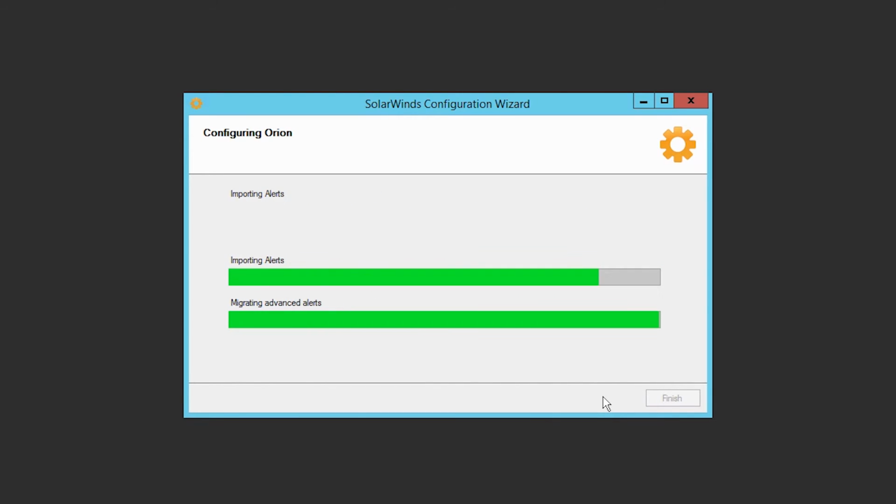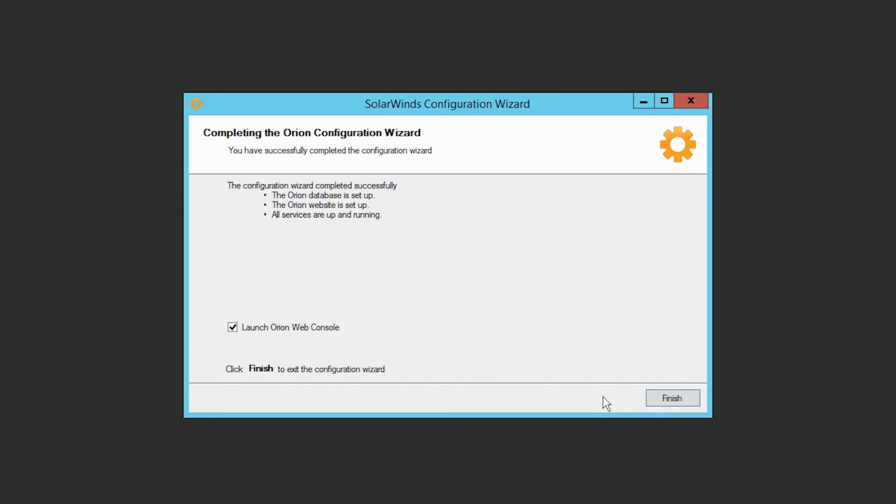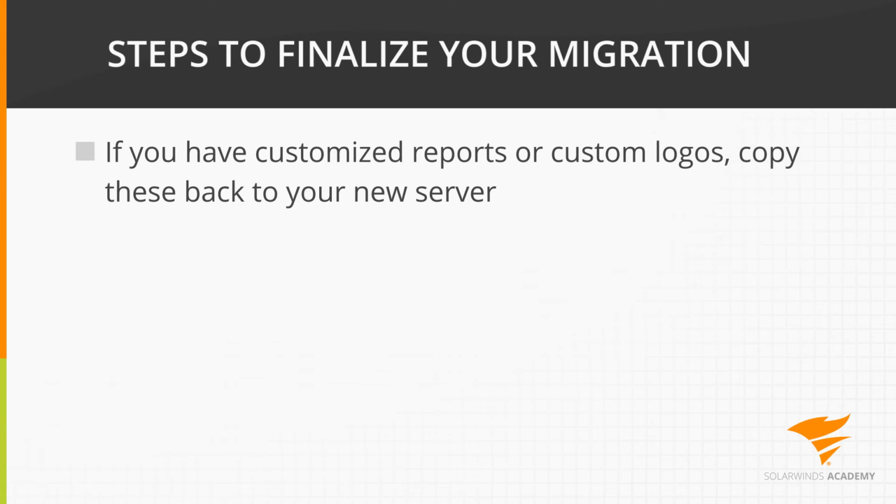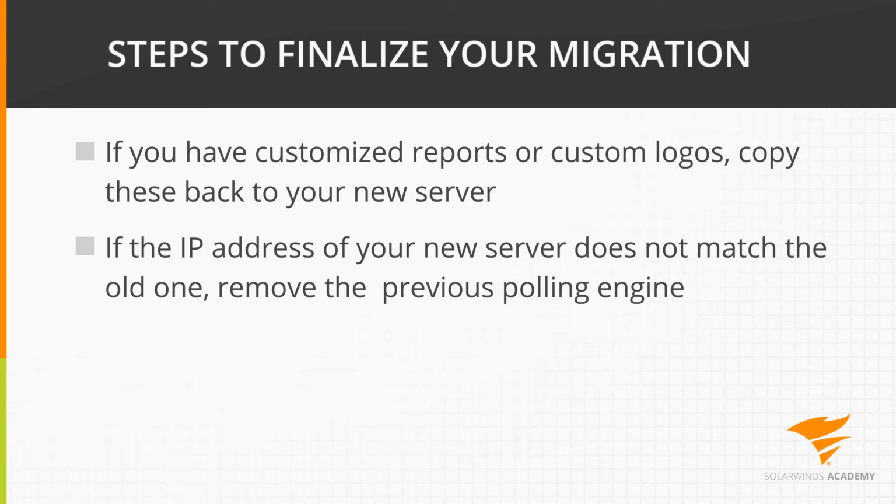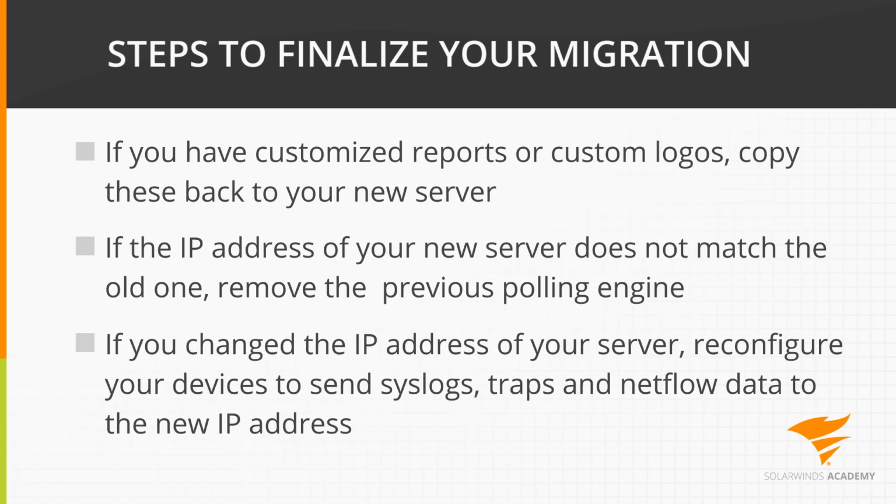You're almost there. Just a few configuration steps left to finalize your migration. If you have any customized reports or a custom logo for your website, you'll need to copy these back into place on your new server. Also, if the IP address of your new server does not match the IP address of your old server, you'll need to remove the previous polling engine from the database. And finally, if you change the IP address of your server, you may need to reconfigure your network devices to send syslogs, traps, and NetFlow data to the new IP address.